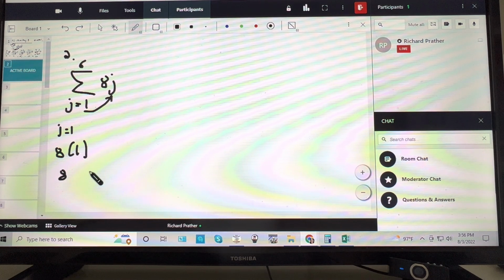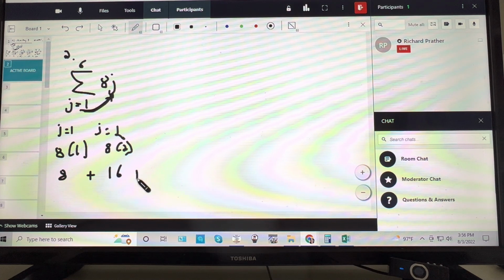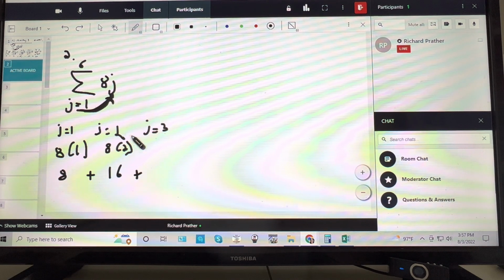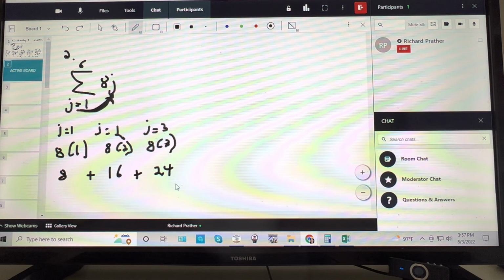The first answer is 8. Now plug in 2. 8 times 2 is 16. Now you go to 3. 8 times 3, 24. Now maybe you see a pattern after a while. These are the multiples of 8. 8, 16, 24, 32, 40, 48. You might even find that to be a shortcut. And if you didn't notice that, you could have kept going.